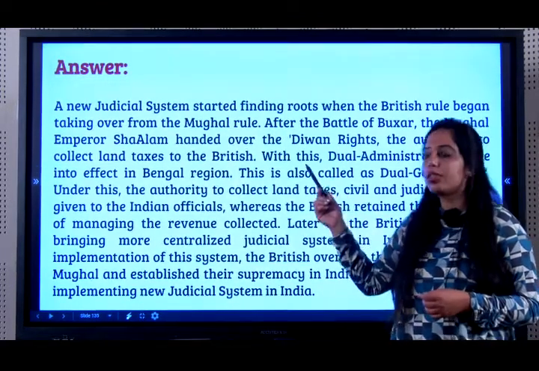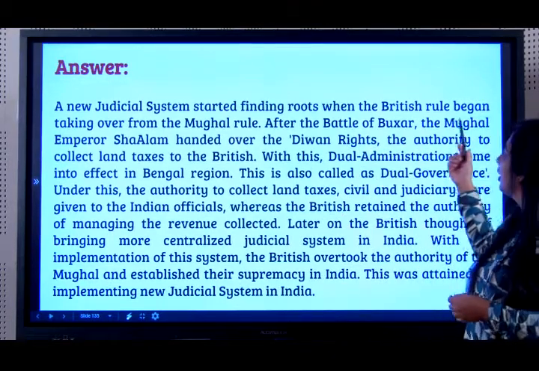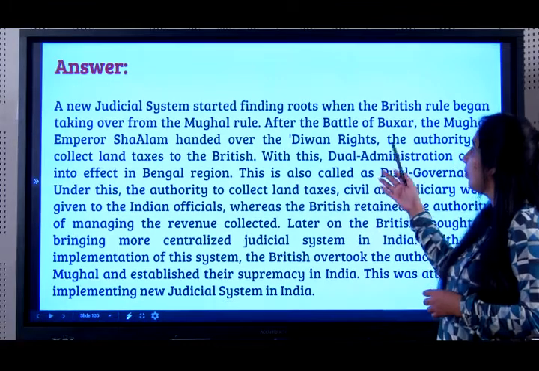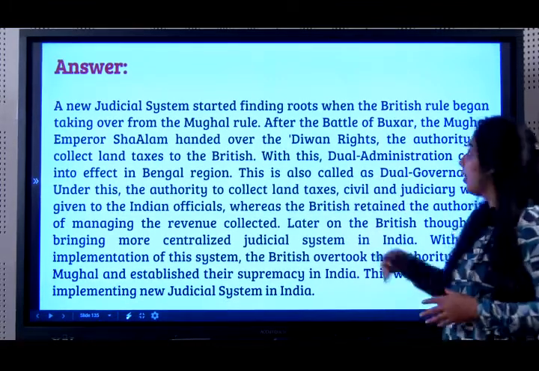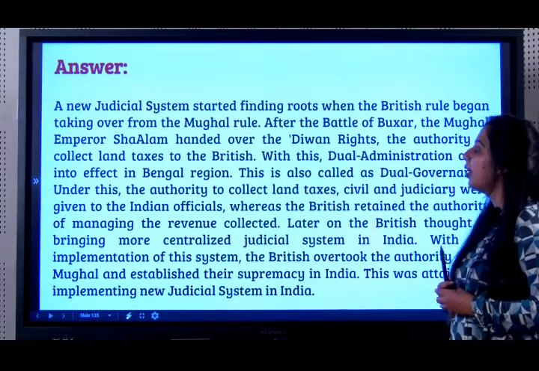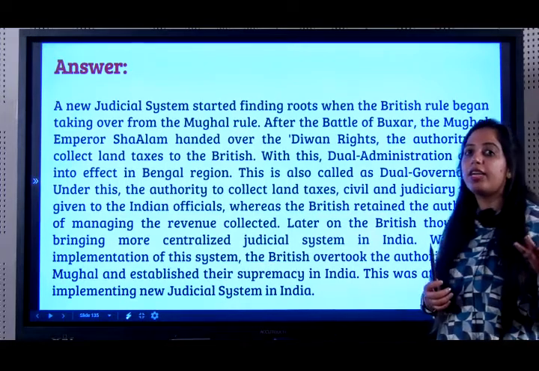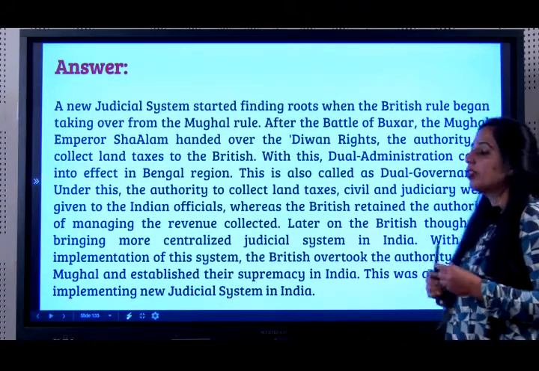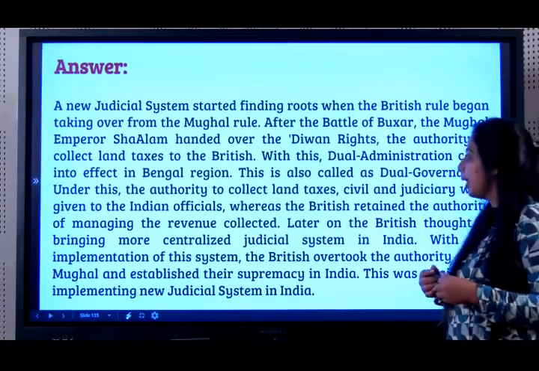Question 1. Illustrate the judicial system formulated through East India Company. A new judicial system started finding roots when the British rule began taking over from the Mughal rule. After the Battle of Buxar, the Mughal Emperor Shah Alam handed over Diwani right, or the right to collect taxes, to the British. With this, dual administration came into effect in Bengal.